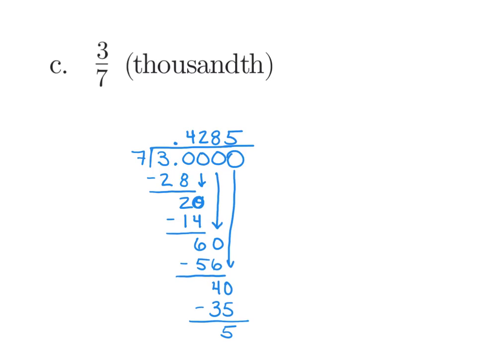From here, I want to look at how I'm going to round this. So 8 is in the thousandths place. 5 tells me that I want to round up. So this is going to equal 0.429.